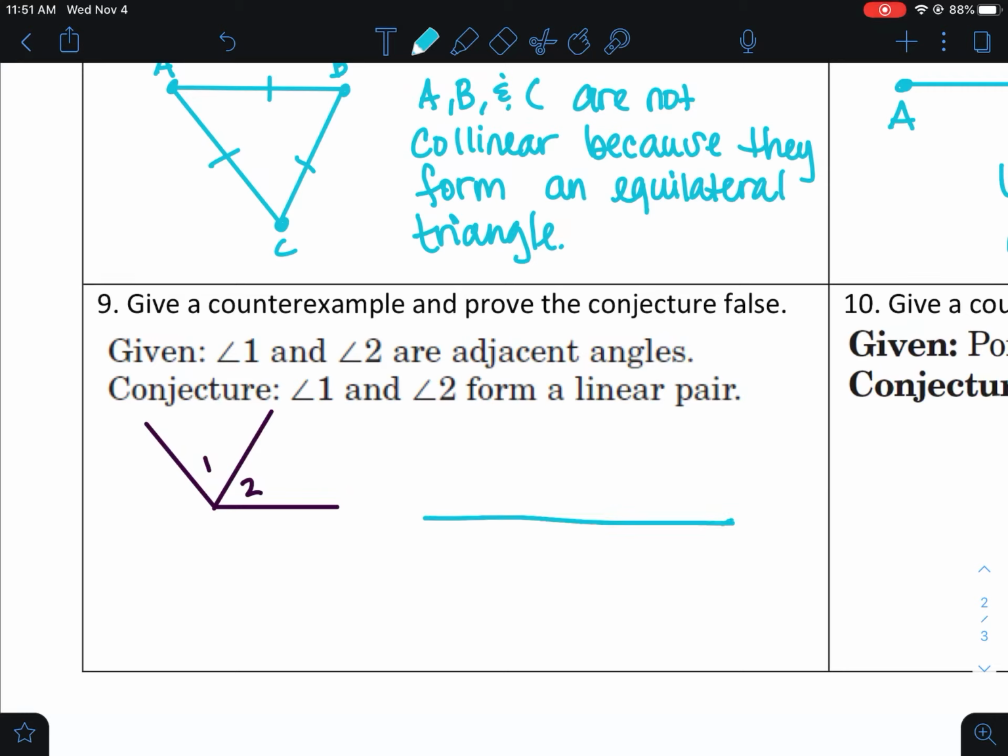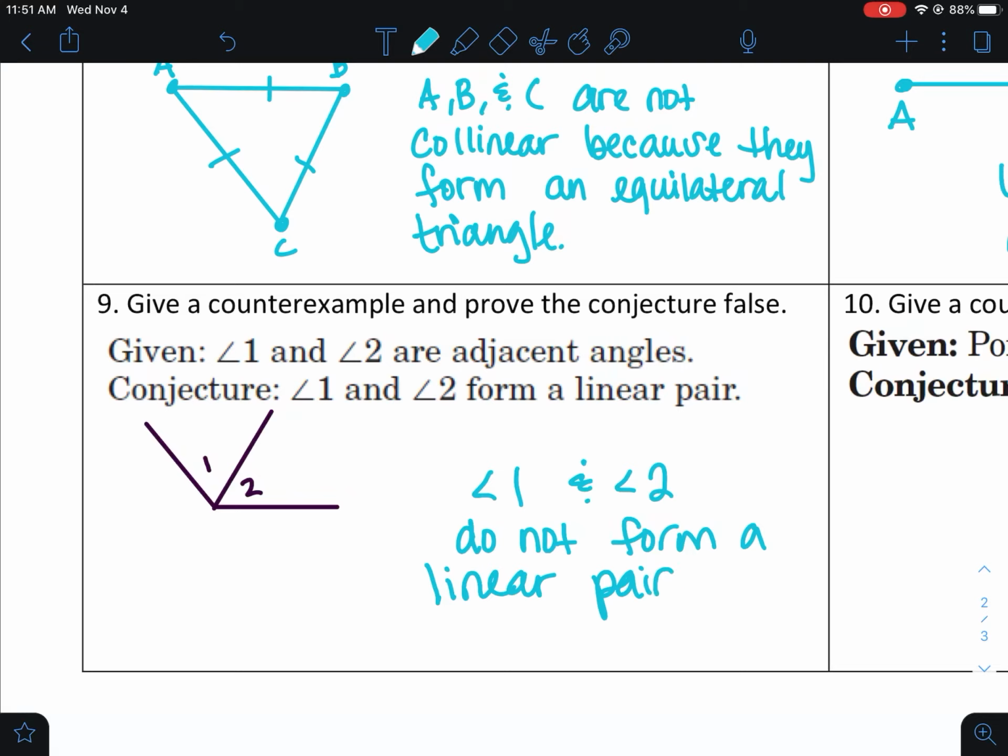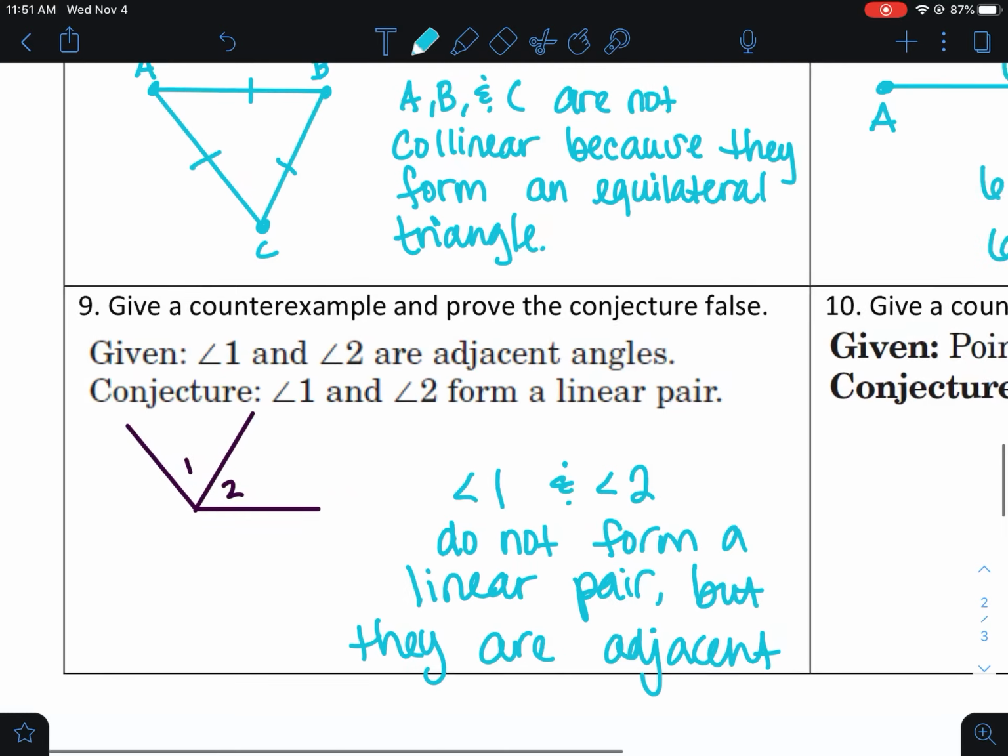Well, not like that. Hold on. So first of all, it's a line like that. This is clearly not what I drew. But the example that I gave you is a linear pair. So angle 1 and angle 2 do not form a linear pair. But they are congruent. Adjacent, sorry. Okay, so yeah, we just proved it wrong by a drawing.